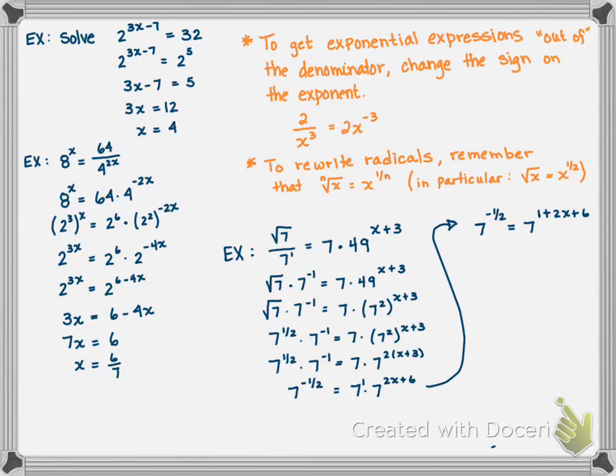And now we have a single exponential expression on both sides. They both have the same base. And so I can say that negative 1/2 has to be equal to 1 plus 2x plus 6.